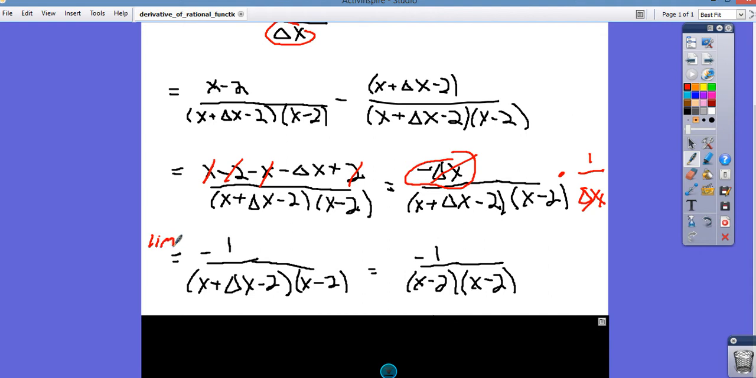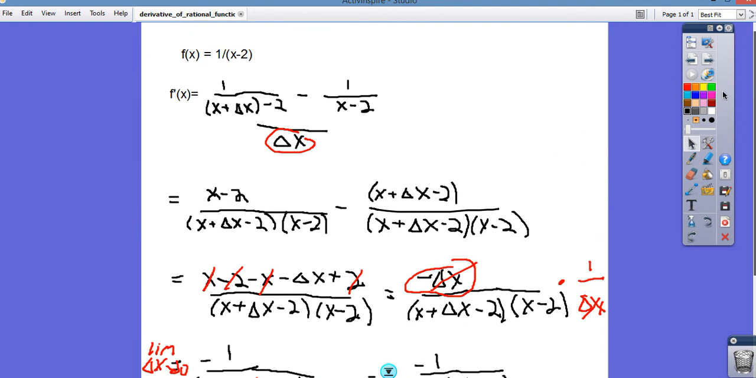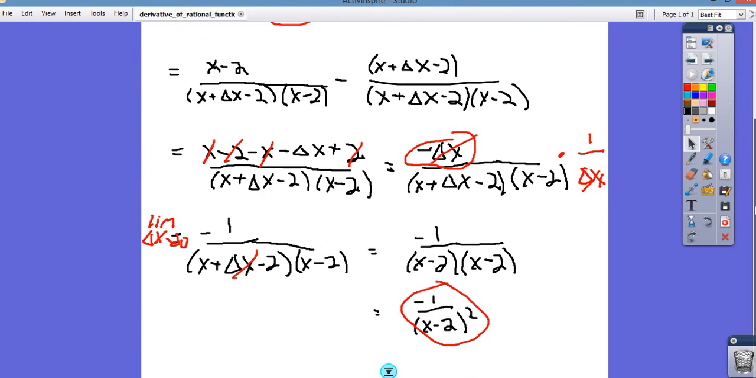We're going to say the limit as delta x approaches 0, which just removes this delta x. So we get negative 1 over x minus 2 times x minus 2. Another way of saying that is negative 1 over x minus 2 squared. So this is the derivative of the original rational function, which was 1 over x minus 2.